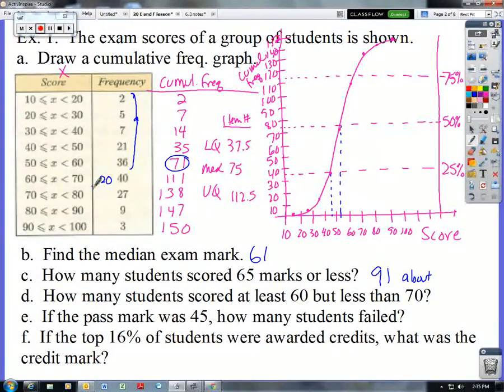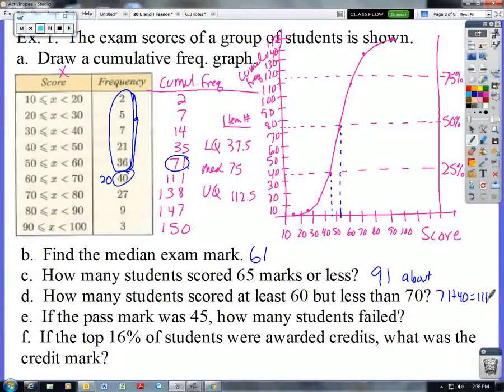Now, how many students scored at least 60? So these guys here scored at least 60, but less than 70. Oh, that's just 40. No, wait a minute. Oh, at least 60. Sorry, I need to think again. If you scored at least 60, that's everything from here up to here. So it's all of these, which is 71. That's at least 60, 71. And less than 70, so we also have to add up all of these, plus 40. So, you know what though, that's not right. Am I doing this right? Hold on. I don't think that's right. I'm not reading it right.